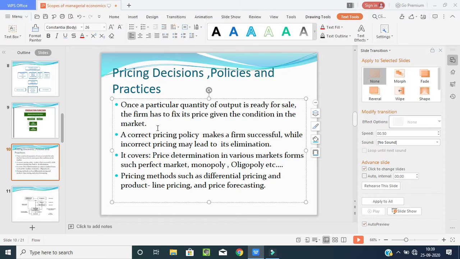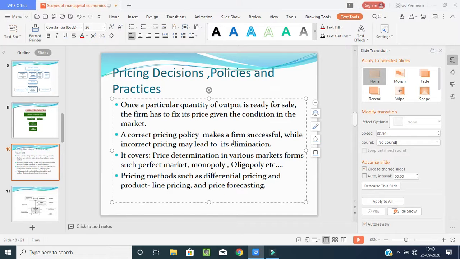Pricing decisions and policy practices cover pricing determination in various market forms such as perfect market, monopoly, oligopoly, etc. You are going to learn in the next chapter what monopoly, oligopoly, perfect price, and demand analysis mean. What I explained, you will learn in the next unit also. Now, pricing methods such as differential pricing, product line pricing, and price forecasting are the methods used for pricing the product.